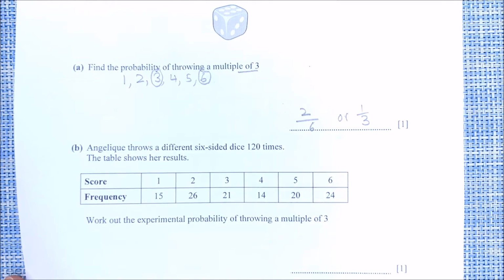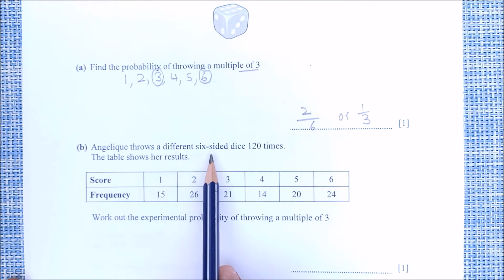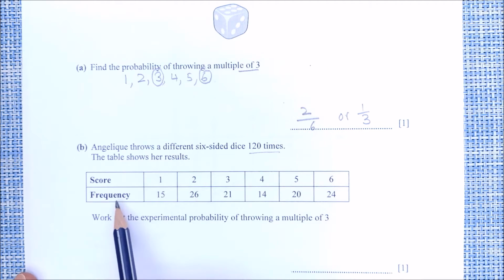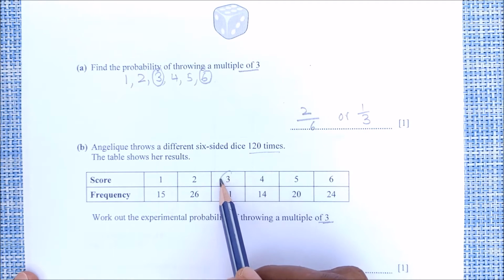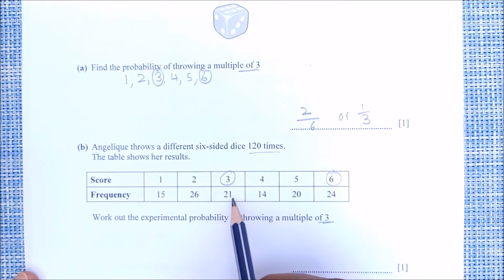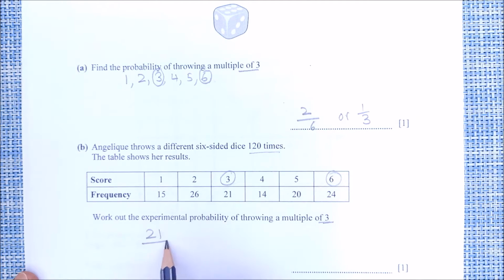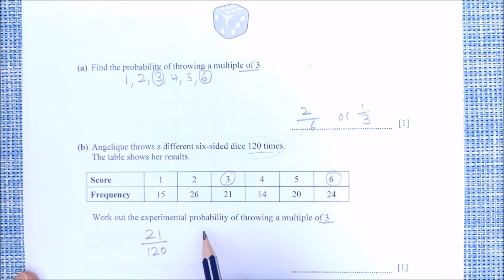Question 8, Part B. Angelic throws a different 6-sided dice 120 times. The table shows her results. Here are the scores. Here is the frequency. Work out the experimental probability of throwing a multiple of 3. Again, multiples of 3 are 3 and 6. So the probability of throwing 3 is 21 out of 120. And the other one is 24 out of 120.